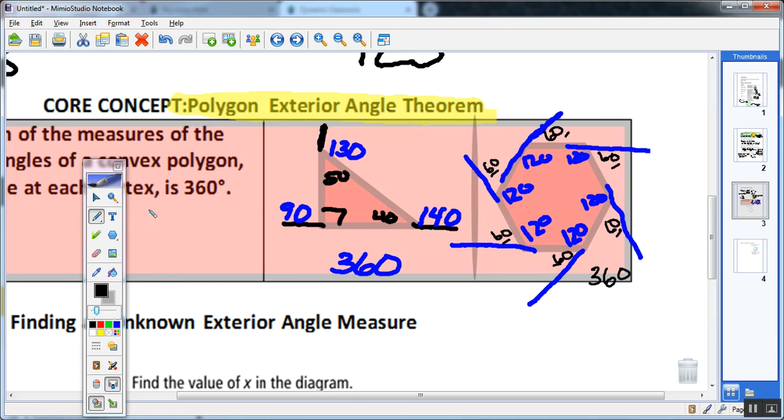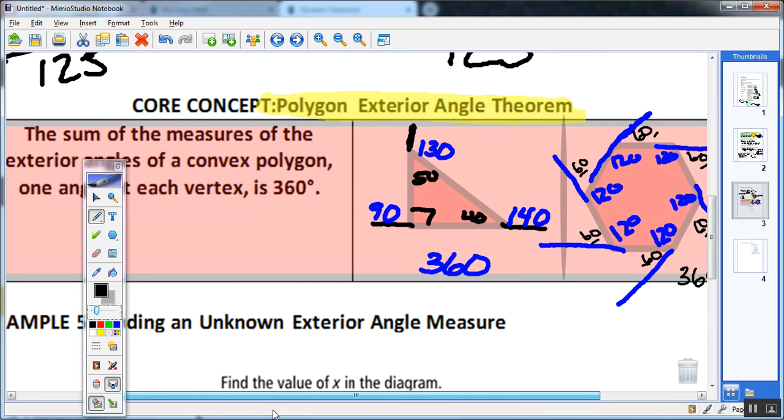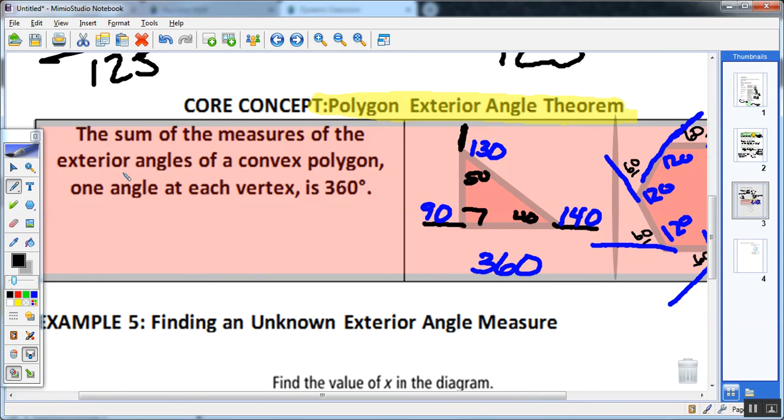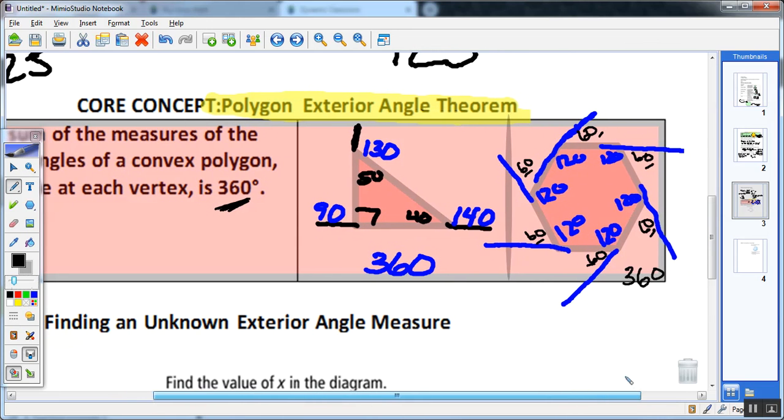Okay, so that's what this core concept is saying. If you have any polygon, the exterior angles will always add up to what? I don't care if it's 28 sides, I don't care if it's 3 sides. Every time we look, what happened in the triangle right here, kids? 90, 130, 140, what did it add up to? Because they're exterior angles, they're basically the supplement to the interiors. The sum of the supplements of the interior angles will add up to 360 every single time. That's what's going on here, okay?